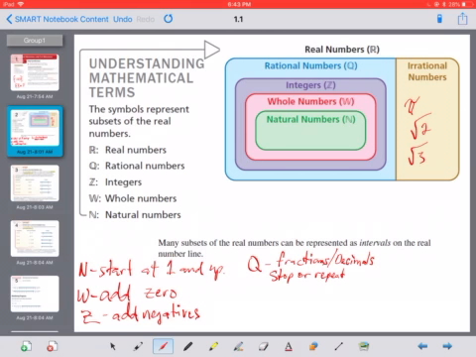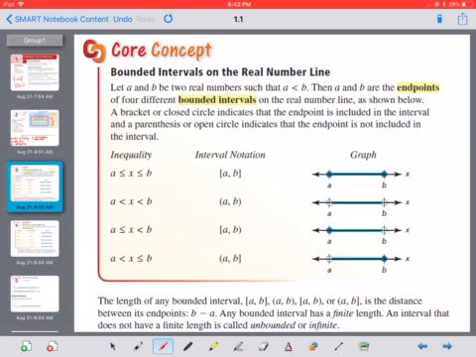Okay, and we'll get to that later in Algebra 2 when we start to talk about complex numbers and start solving quadratic equations. This square root of -1 will pop up and we'll have to deal with it, but we'll deal with it then. Okay, let's talk about interval notation.